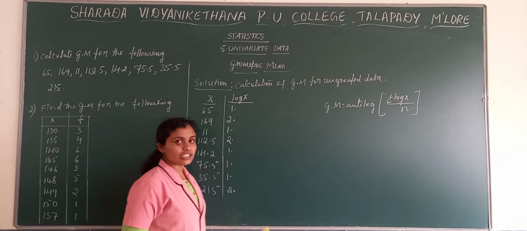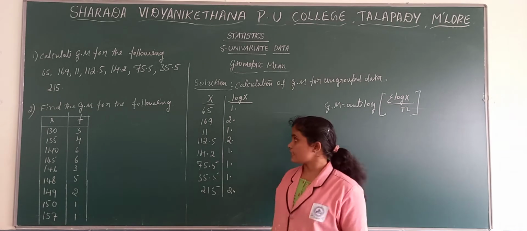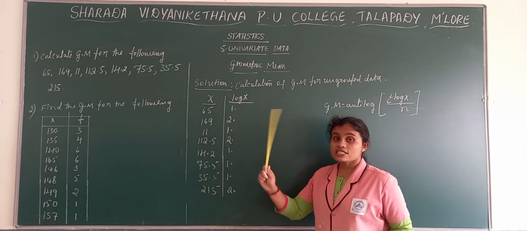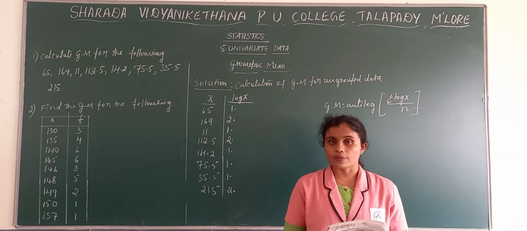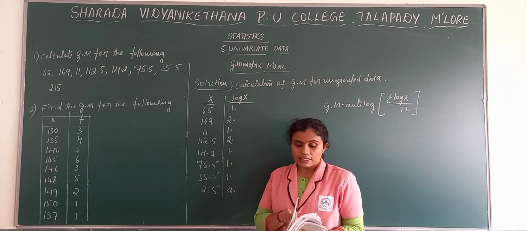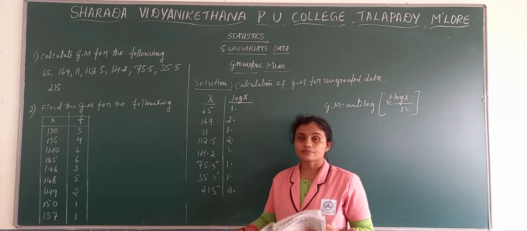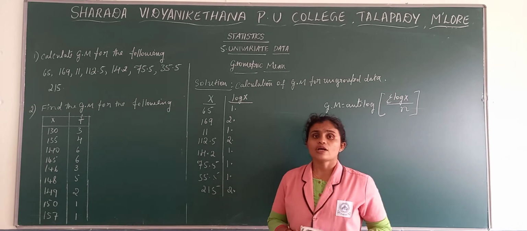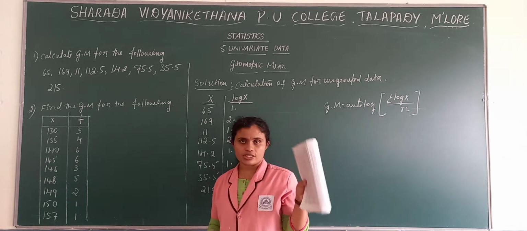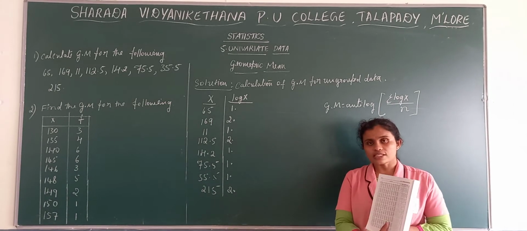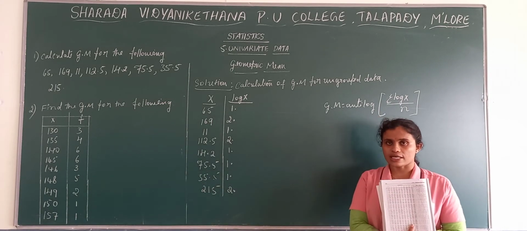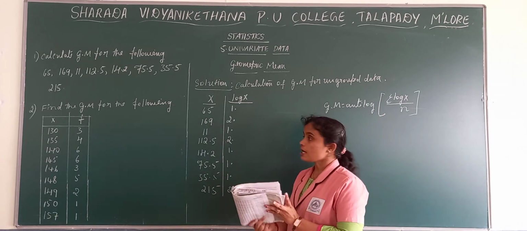Now the mantissa we need to take from the statistical table. For 65, we need to look into the log table. See the page number there. In your exam, you will get separate log sheets. This log sheet you will get in your exam. So from this, you have to take the value.